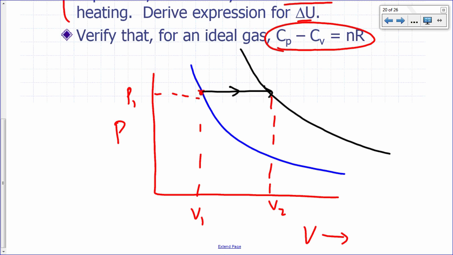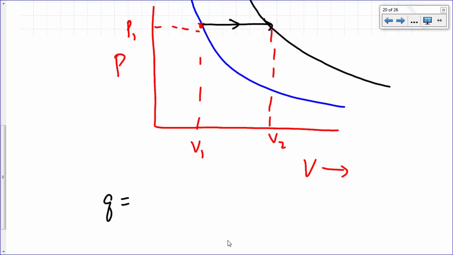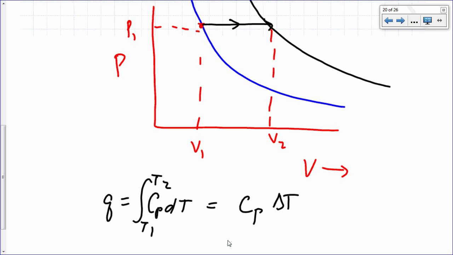That's fairly simple. Q is equal to the integral of Cp dT from T1 to T2. So that's just going to be equal to Cp, okay, times T2 minus T1. So it's going to be Cp delta T.